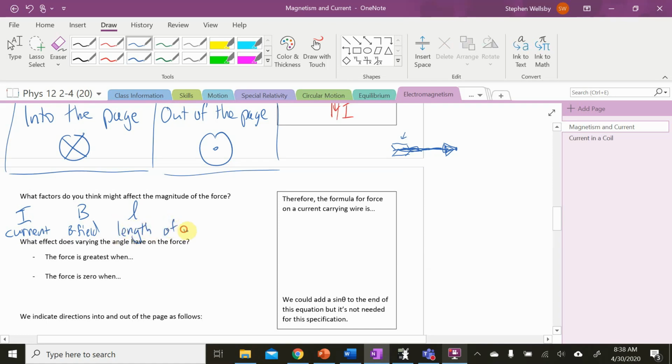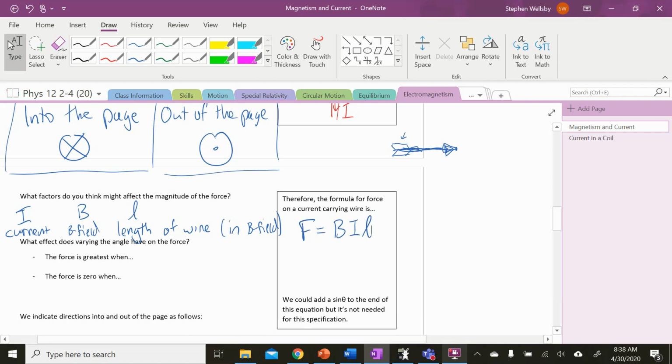So what we really mean by the length of the wire is the length of the wire that's in the B field. So the longer the piece of wire is that's within the area of the magnetic field, the more force there's going to be. And in fact, that's going to be our formula here. So the formula is F equals BIL, magnetic field multiplied by the current and multiplied by the length of the wire.